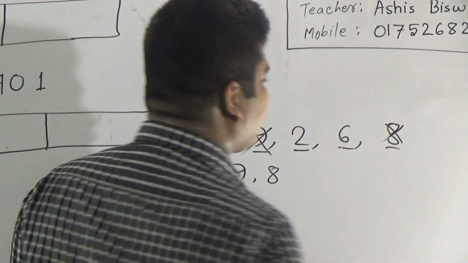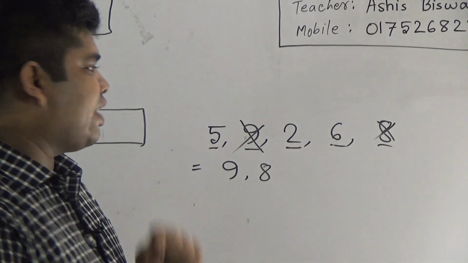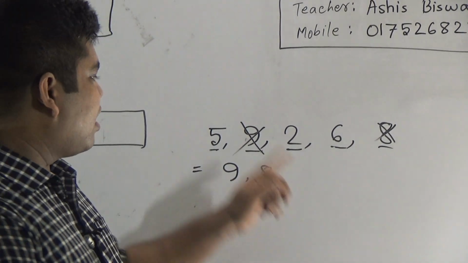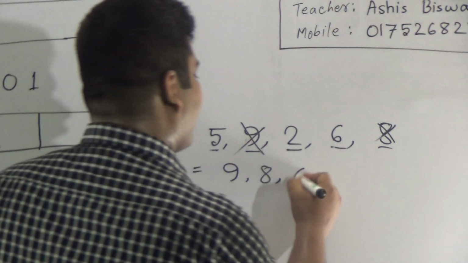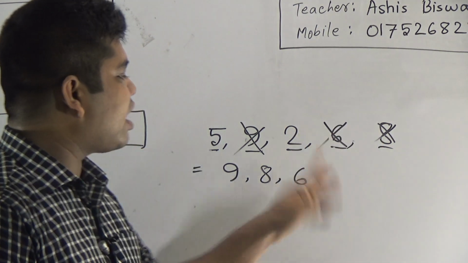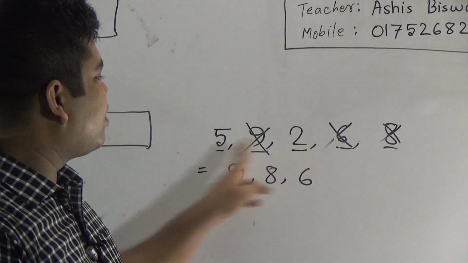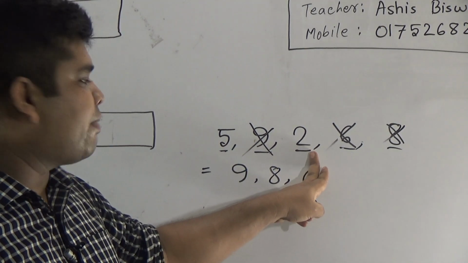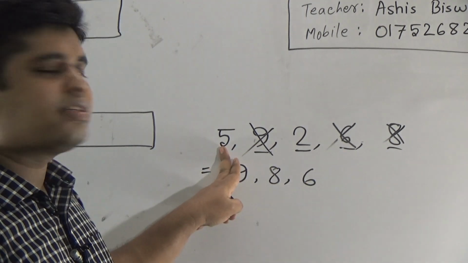After that 8 done. And left 5, 2 and 6. Among these 3 numbers, which number is greater? 5, 2 or 6? 6. So I write here 6. Now I cut 6 because we have already used this. Now 2 numbers left, 5 and 2. Between these 2 numbers, which number is greater? 5 or 2? Yes, the number is 5.